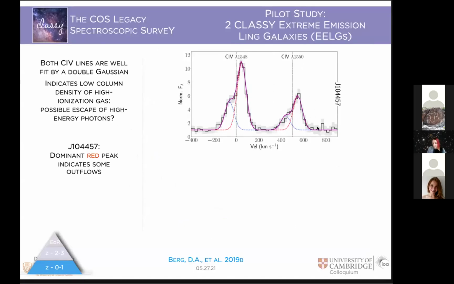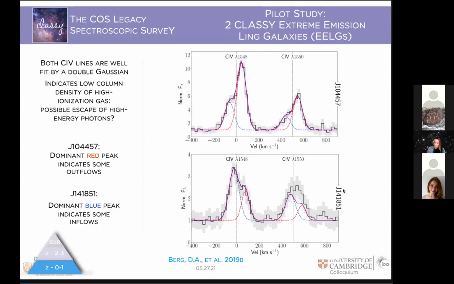And for this particular galaxy, it's a really great fit. And so this tells us there's very little carbon-4 gas along the line of sight. And that's the type of gas that high energy ionizing photons are sensitive to. So this is a galaxy where very high energy ionizing photons could be escaping.